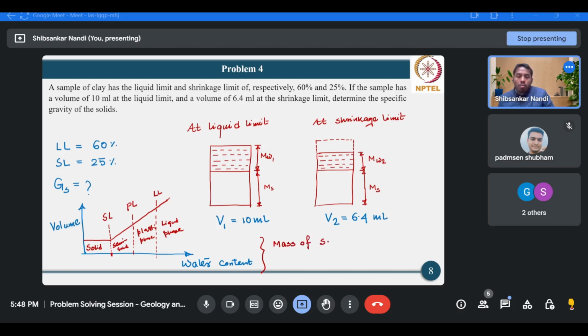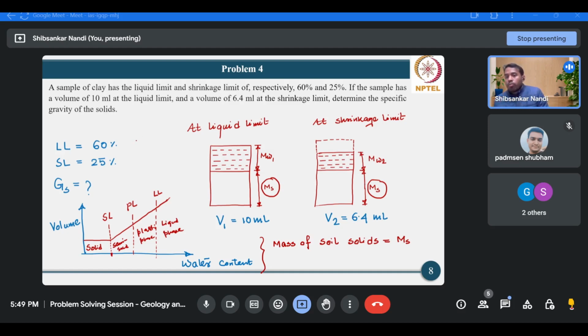Mass of soil solids as ms. In this clay soil sample it is nothing but ms. As shown in this representation, this mass will not change. The mass of soil solids will not change. So as you are decreasing the water content, the mass of water will change.